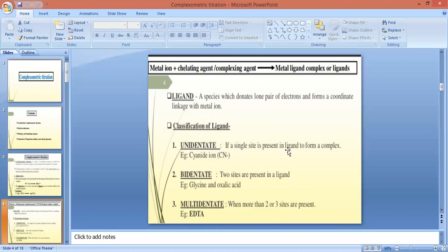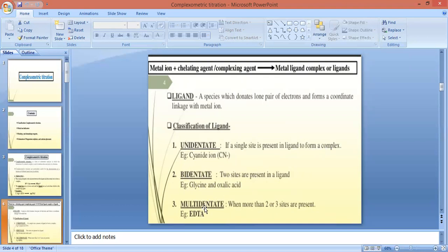Only a single site is present on the complexing agent to form a complex with the metal ion. An example of a unidentate complexing agent or ligand is the cyanide ion. The second class of complexing agent or ligand entity is the bidentate. In bidentate, two sites are present in the complexing agent to bind with the metal ion. Examples of bidentate complexing agents or ligands are glycine and oxalic acid.